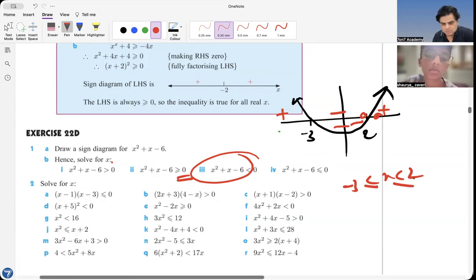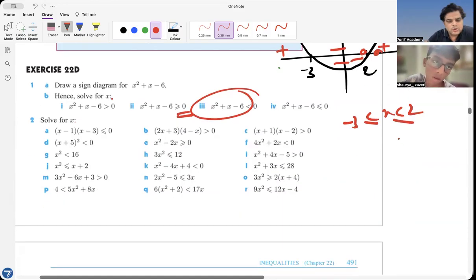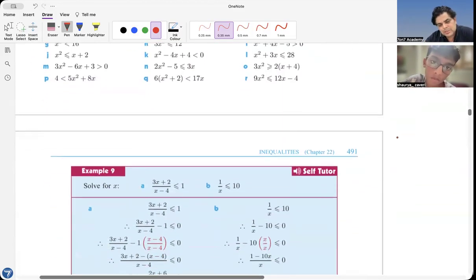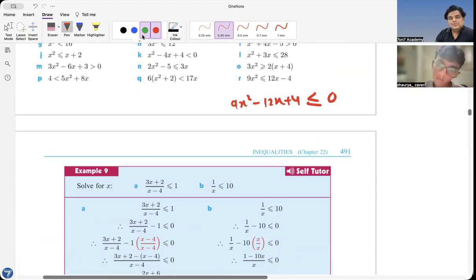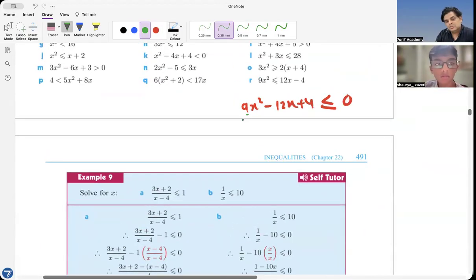Okay. So how will you solve it? Make one side 0, so you always shift to the left side. So 9x square minus 12x plus 4 less than or equal to 0. The second step is to get the linear factors. So 36, 12, 6 into 6. So 9x square minus 6x minus 6x plus 4 less than or equal to 0. So you factor out 3x.